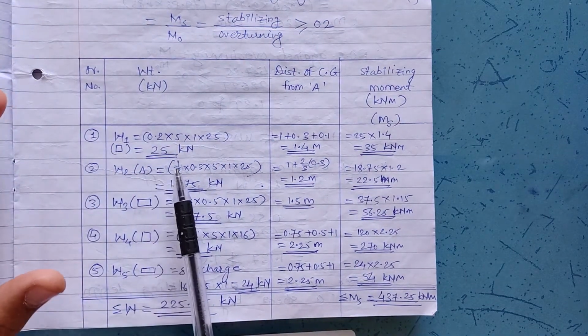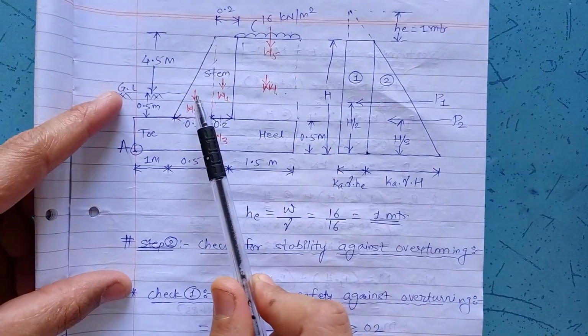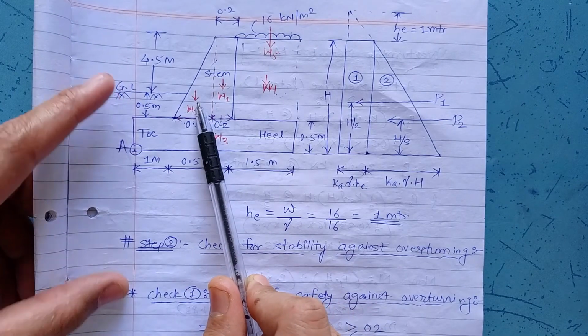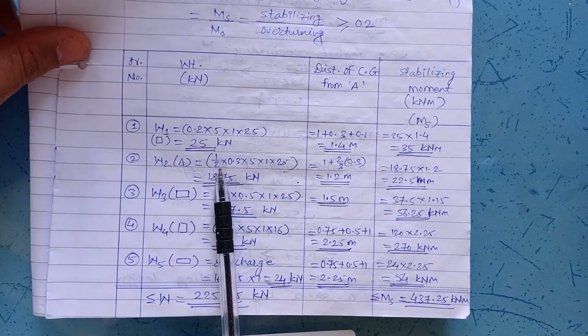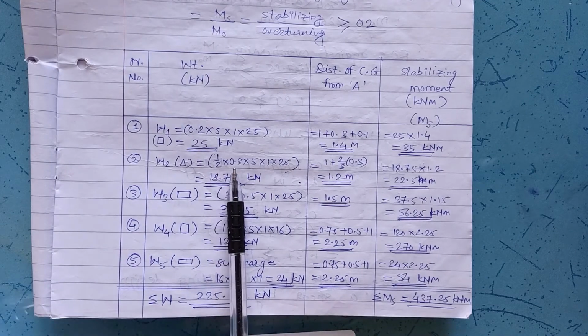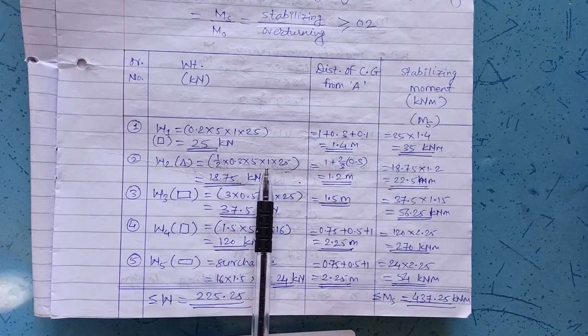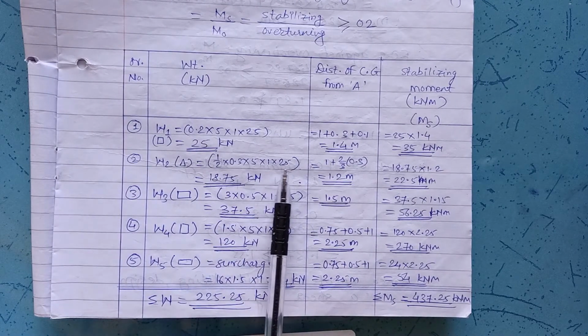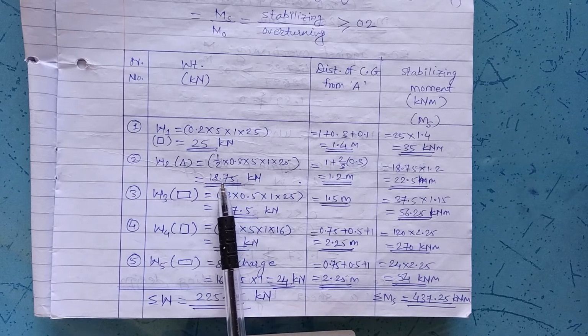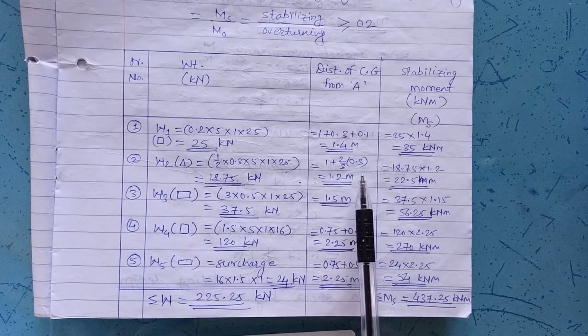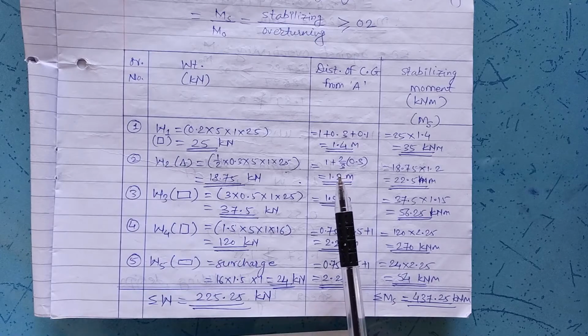Second component is the triangular component of this stem, W2. It is calculated again with area, half base into height. Base is 0.3, height is 5, into per meter length, into 25. W2 has come to 18.75 kilonewton, and the distance of CG we are supposed to calculate.